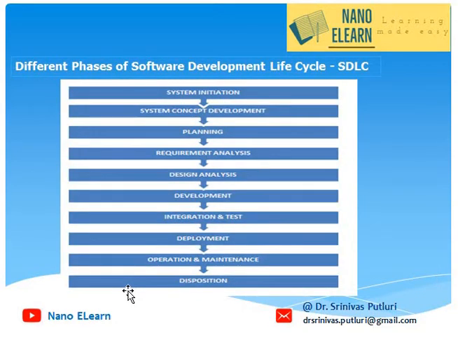These are the different phases of SDLC process. It starts with system initiation, system concept development, planning, requirement analysis, design analysis, development, integration and test, deployment, operation and maintenance, followed by disposition. These are the different phases of SDLC lifecycle.